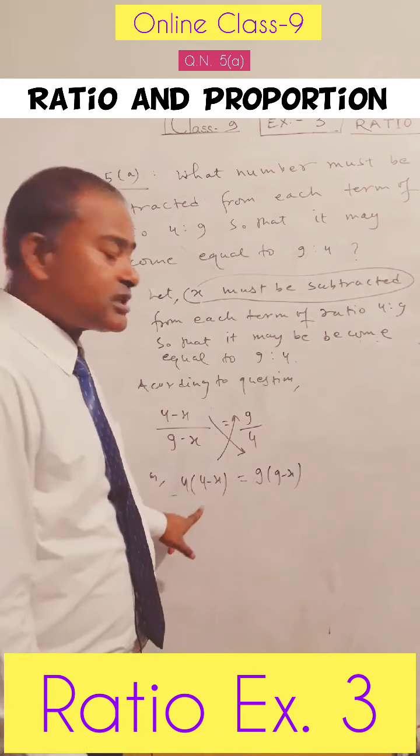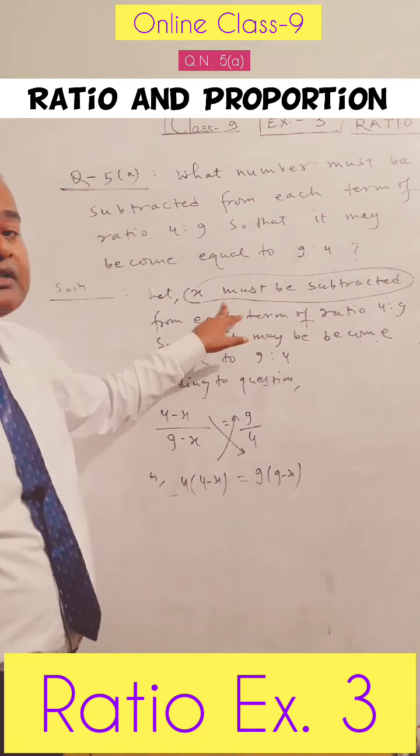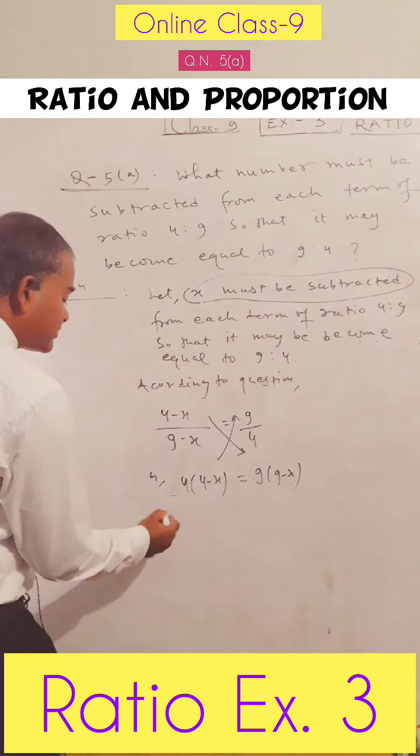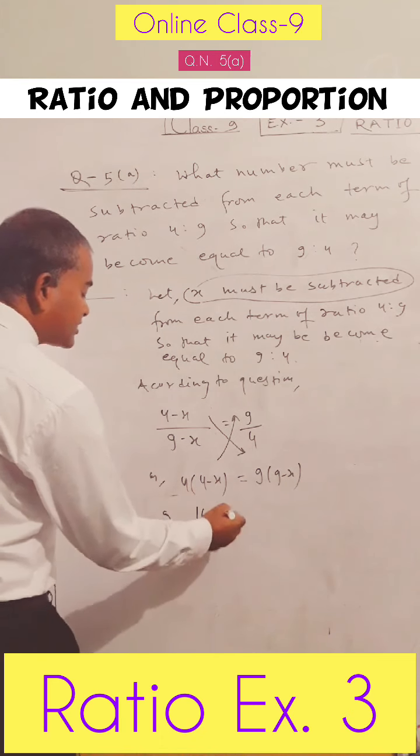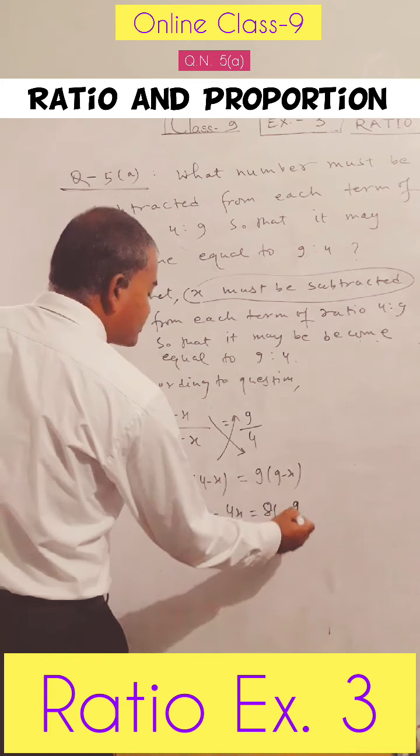If we do crisscross, that means cross multiplication, and solve, then we easily get the value of x, which will be the required number. So 4 into 4, how much do we get? 4 into 4 we get 16, 4 into x, 4x, and 9 into 9 we get 81, and minus 9 into x we get 9x.